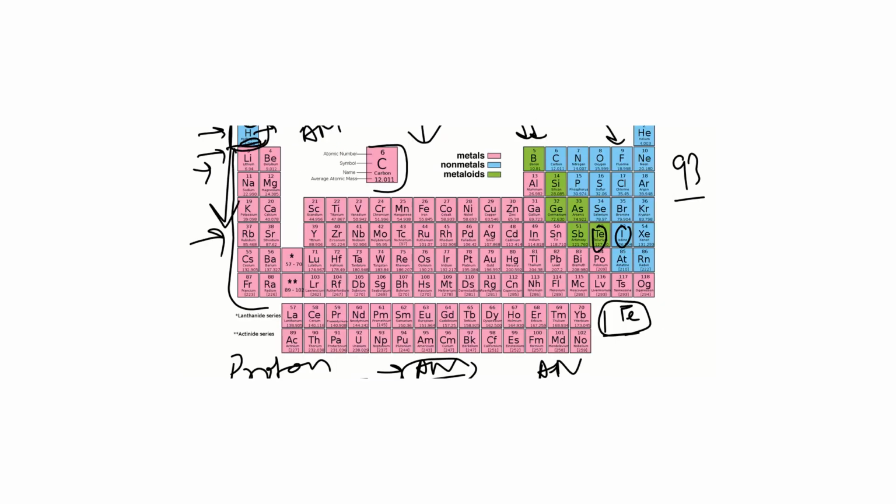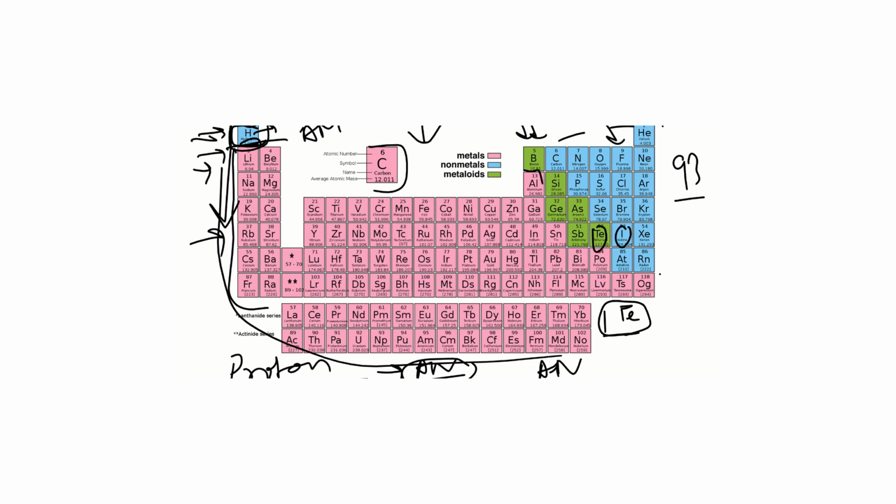The elements on the left hand side are metals. The elements on the right hand side are non-metals, and the elements that are diagonal are metalloids. Except hydrogen, which is on the left hand side, but it's a non-metal.